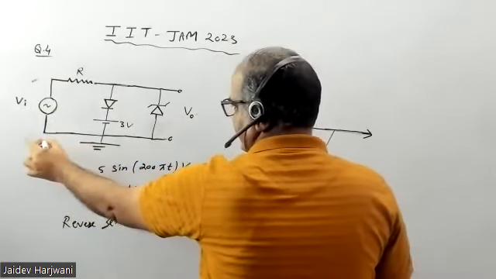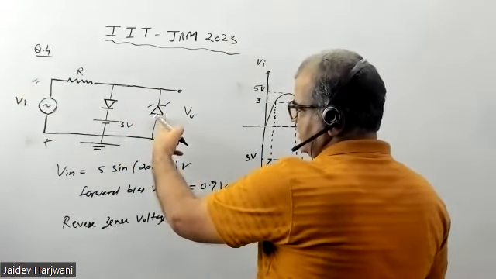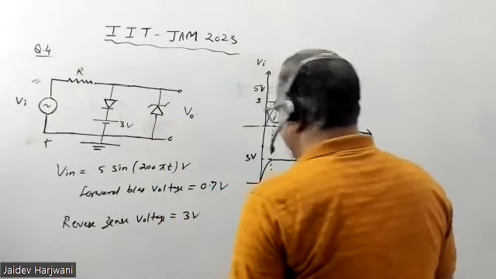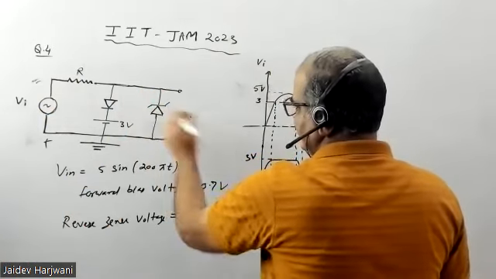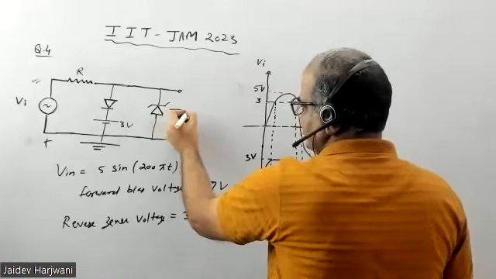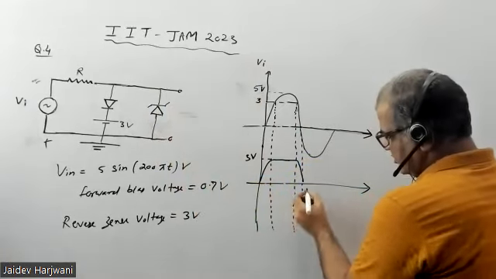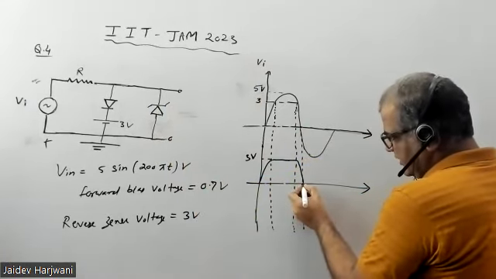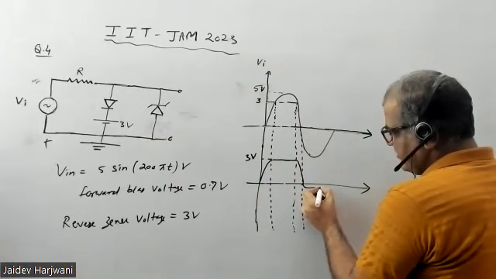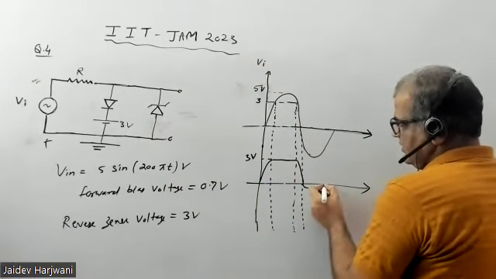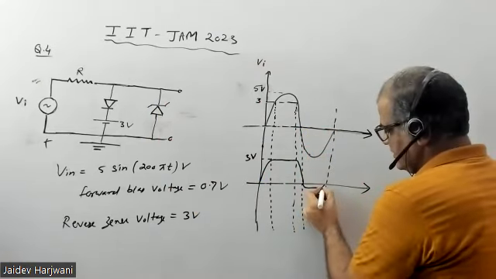Now in forward bias, when this is plus and this is minus, this diode will become forward biased, and the forward bias voltage is given as 0.7. As soon as the input voltage reaches 0.7, after that we can treat this diode like a battery, and the voltage will be fixed at 0.7 volt across the diode. That means your V output becomes fixed. So whenever you have a negative cycle, initially the voltage will follow the input, then it will become fixed at 0.7, and then it will go like this. So this should be your output wave.